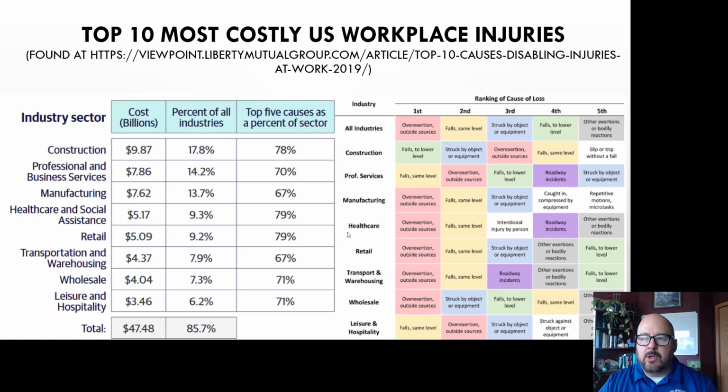The 10 most costly workplace injuries, this is the breakdown by industry itself. You can see that construction incurs the most amount of direct costs. Professional business services second, and what the top 5 incurs. And so overexertion for all injuries for construction is falls, and so is professional services.